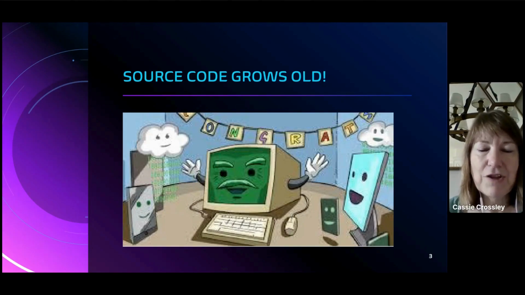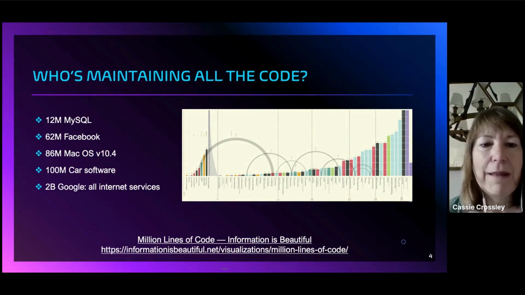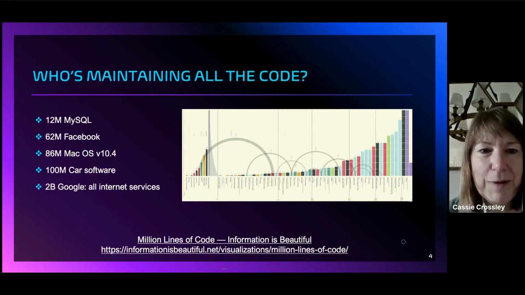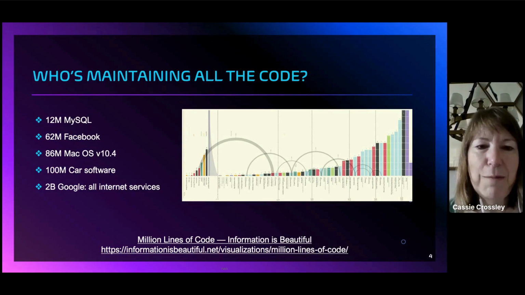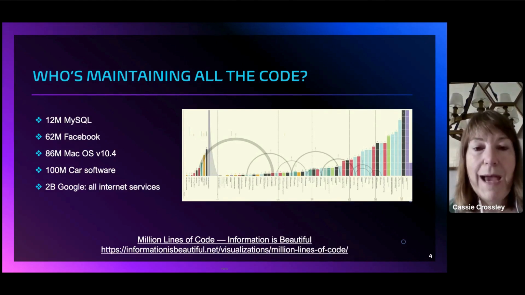In this next picture, you're not going to be able to read the graph, but I included a few details about the millions of lines of code. For paint.exe, I don't remember the lines of code, but probably a couple hundred thousand. But we see MySQL at 12 million lines of code, Facebook at 62 million, Mac OS version 10.4 at 80 million, 100 million for car software today, and then 2 billion lines of code for all of the different Google Internet Services platforms. Imagine all of those lines of code that have been written over the years and decades.